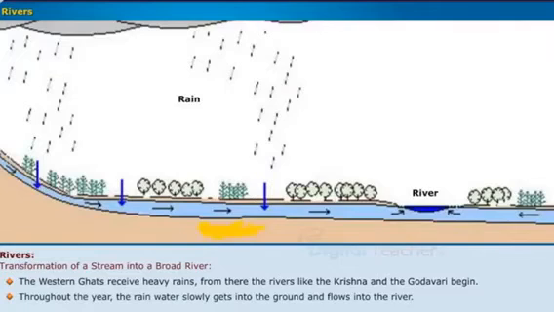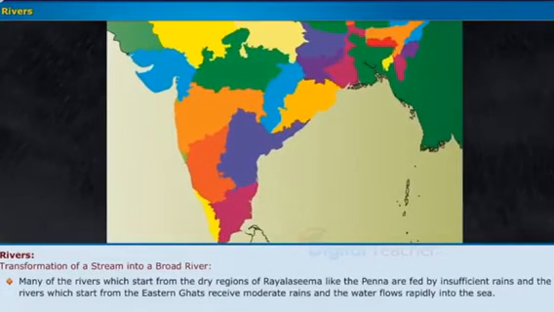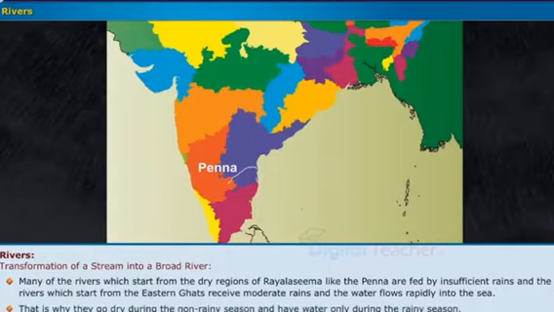Throughout the year, the rainwater slowly gets into the ground and flows into the river. Many of the rivers which start from the dry regions of Rayalaseema, like the Penna, are fed by insufficient rains, and the rivers which start from the Eastern Ghats receive moderate rains and the water flows rapidly into the sea. That is why they go dry during the non-rainy season and have water only during the rainy season.